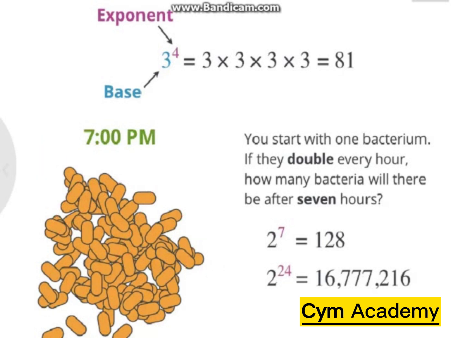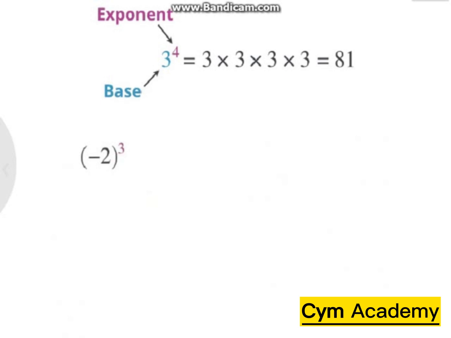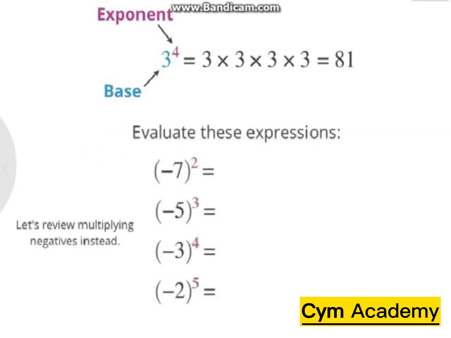Next, let's look at powers of negative numbers like -2 to the 3rd power. That means we're multiplying -2 by -2 by -2. Multiplying the first two gives us +4 times -2, which equals -8. So -2 to the 3rd power equals -8. Next, try evaluating a few more powers of negative numbers.